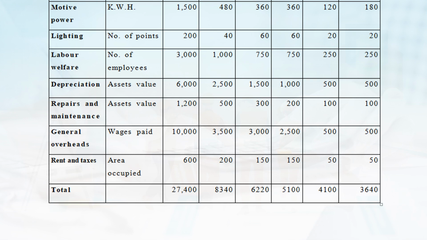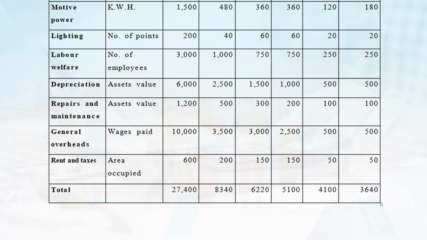Next amount of expense given is rent and taxes. Amount given is rupees 600, and base of apportionment is area occupied. It is rupees 200 for production department A, 150 for production department B, and also 150 for production department C. It is rupees 50 each for service departments X and Y.